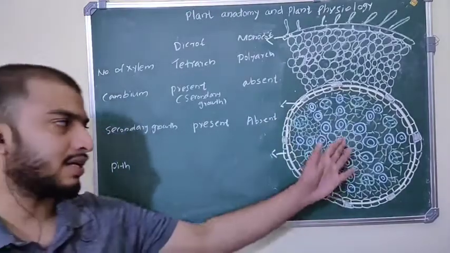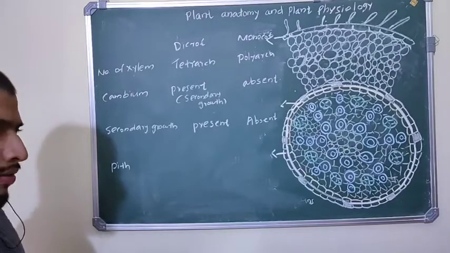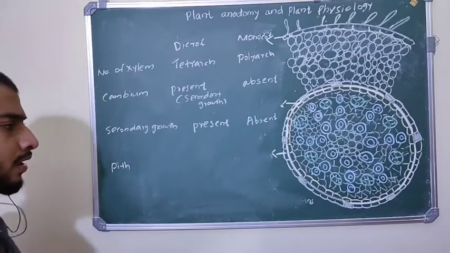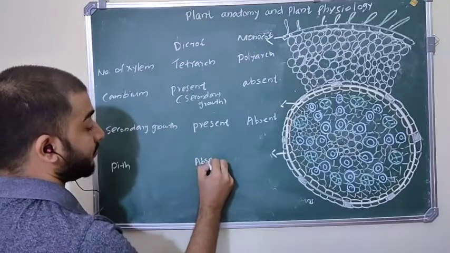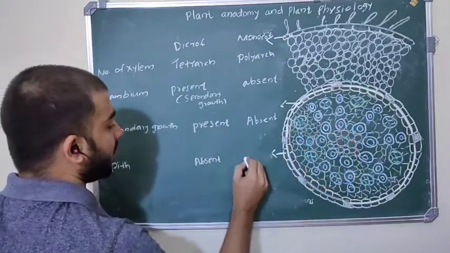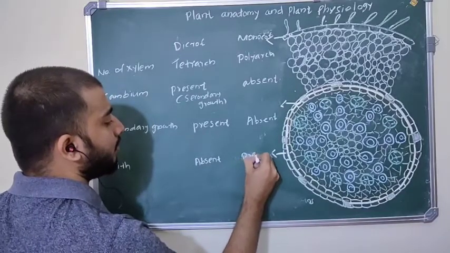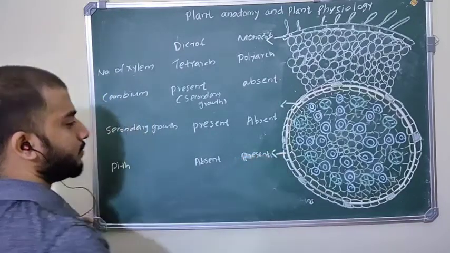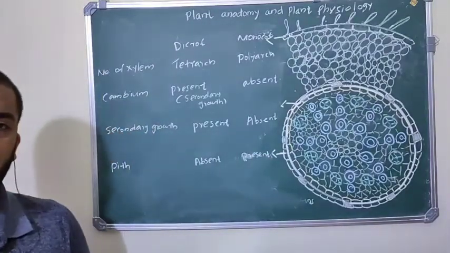Then pit. We said that at the center, some parenchyma cells are present. Those parenchyma cells together are called pit. But in dicot root, pit is absent. But monocot root has a pit, which stores food material. It is present. So this is a major difference between monocot root and dicot root.